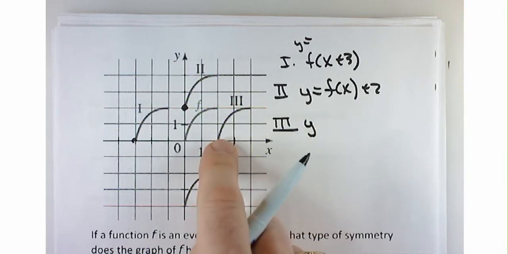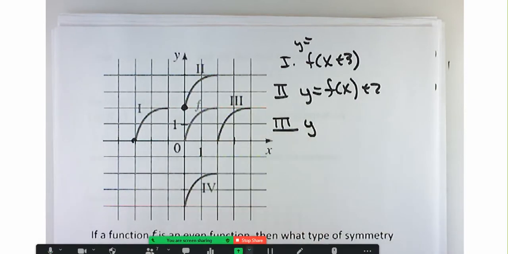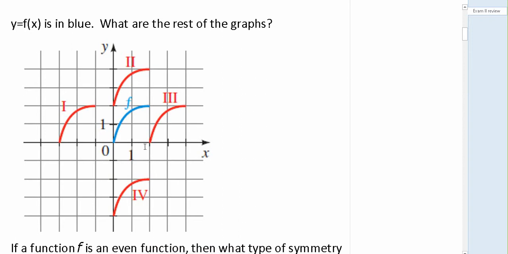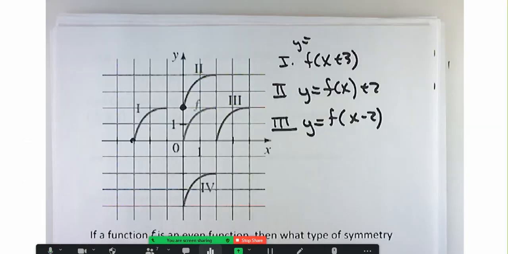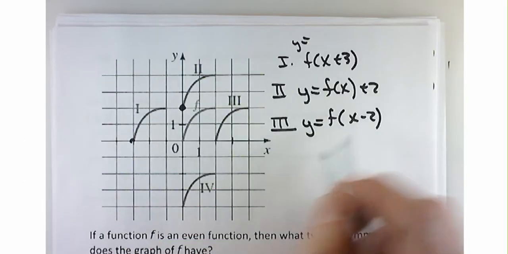Let's move down to the third one here. Maybe it's easier to look at here. How did that one get shifted? How did graph 3 get shifted? To the right 2. So again, another horizontal shift. So it's been shifted to the right by 2. That means we need to make a change inside the parenthesis. And what's that change going to be? F of x minus 2. Excellent. Thank you.